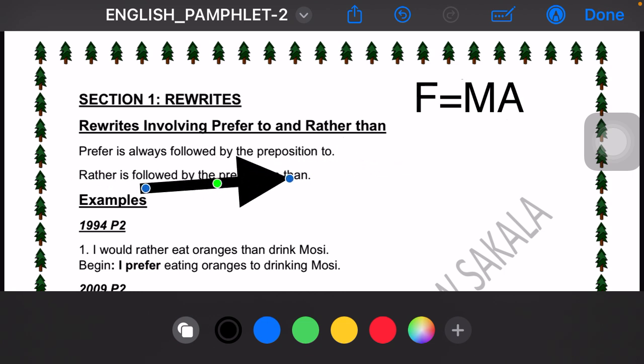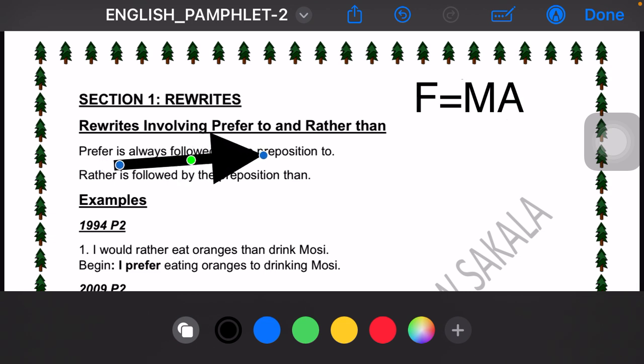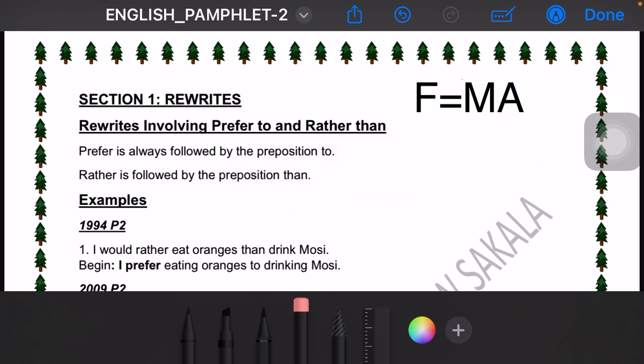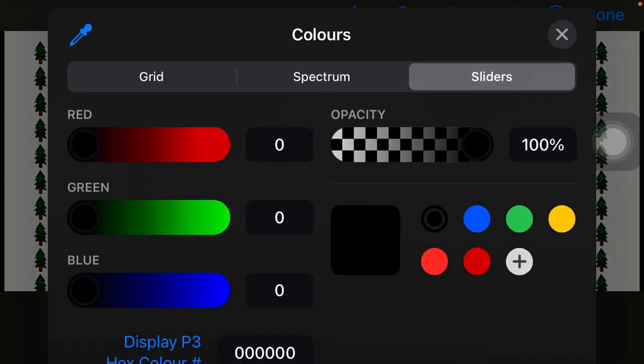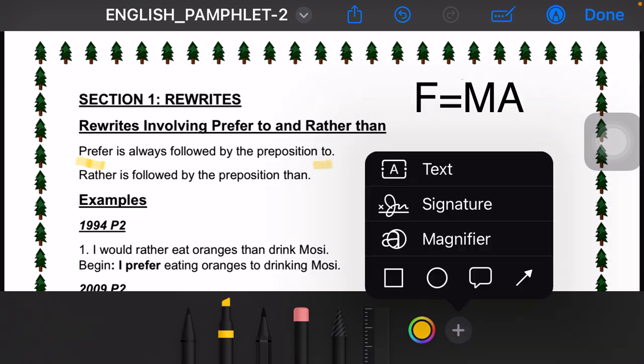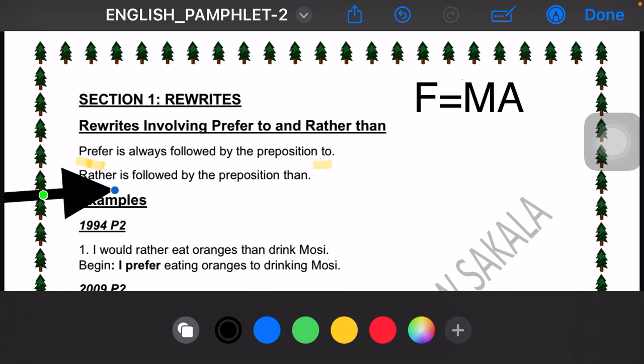So the rule for a rewrite involving prefer to and rather than is that the word prefer is always followed by the preposition to. This word here, prefer, is always followed by this word here, to. The two will never be different.